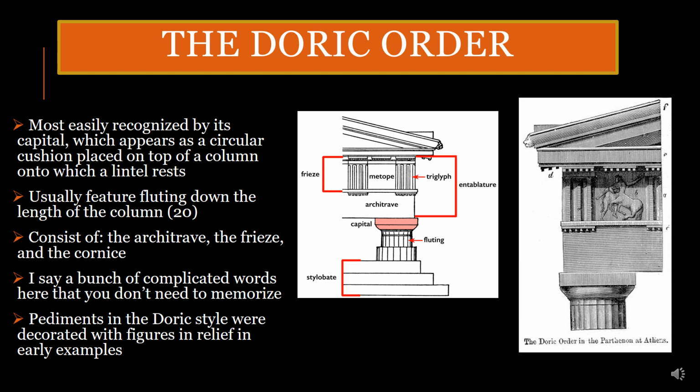Doric columns almost always feature fluting down the length of the column, numbering up to 20 flutes. The flutes meet at sharp edges called arrises. Doric columns typically have no bases, with the exception of a few examples dating from the Hellenistic period.